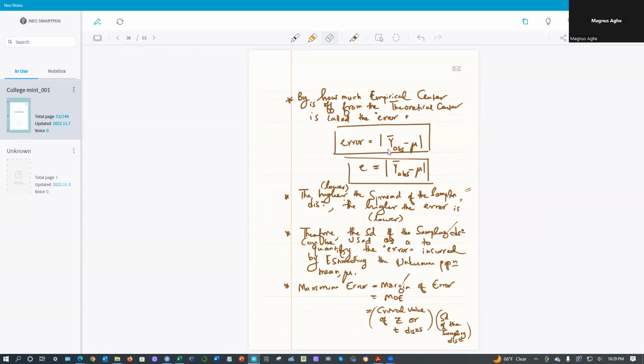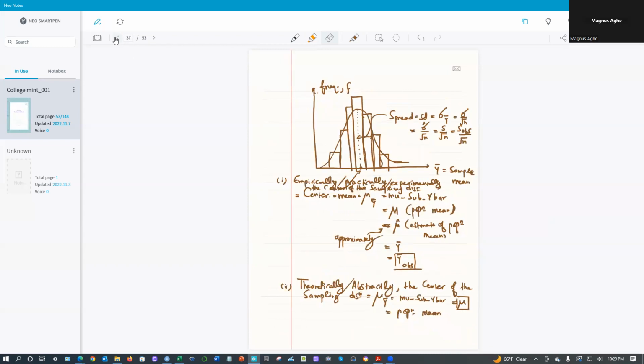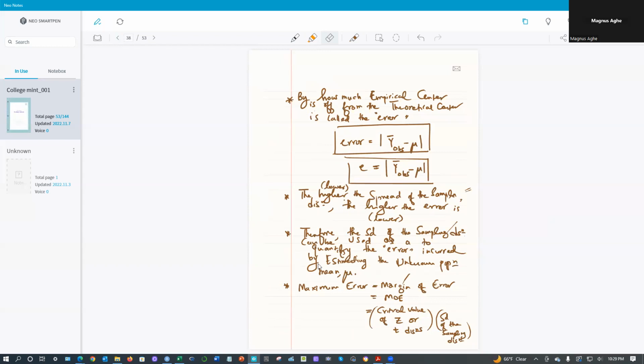That means the higher the spread of the sampling distribution, the higher the error is. This gap is larger, because theoretically you think the center would be here. If you get a huge spread, sometimes your y bar could be somewhere over here, and then the gap is very huge. That means you can easily utilize the standard deviation of the sampling distribution to quantify the error term.